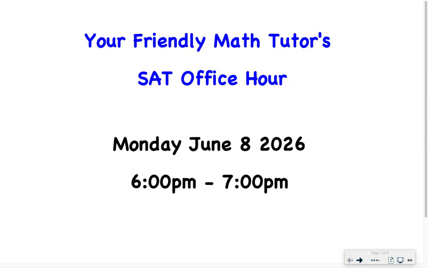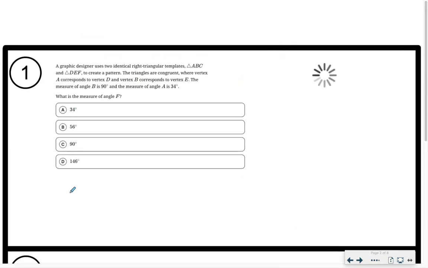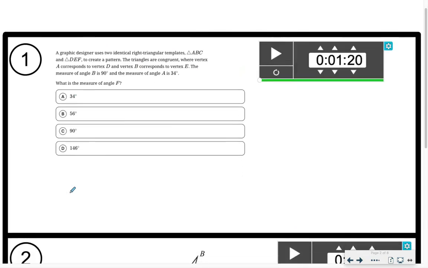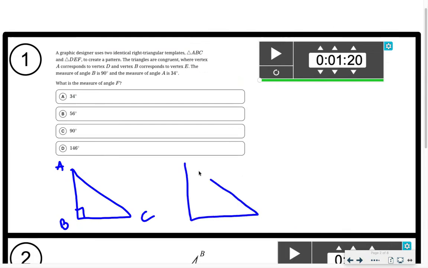Let's jump right in. So, take a look at number one. We're using two identical right triangular templates. We've got one that is ABC and one that's DEF. Angle B is 90 degrees, so I'm going to put that here. So we have ABC, and then we're going to make DEF.